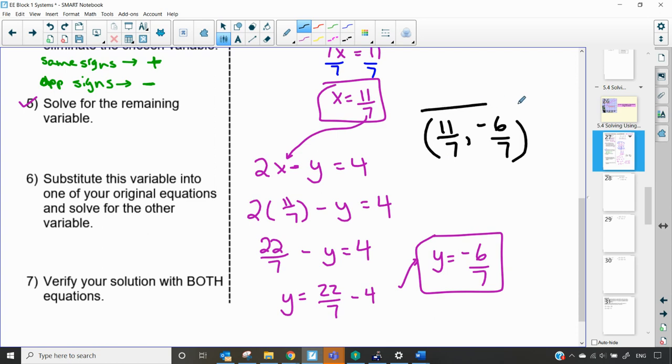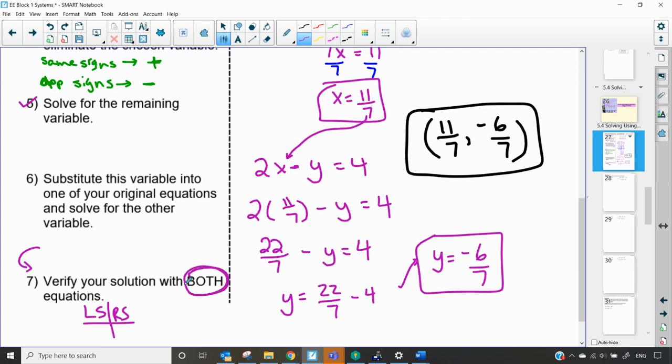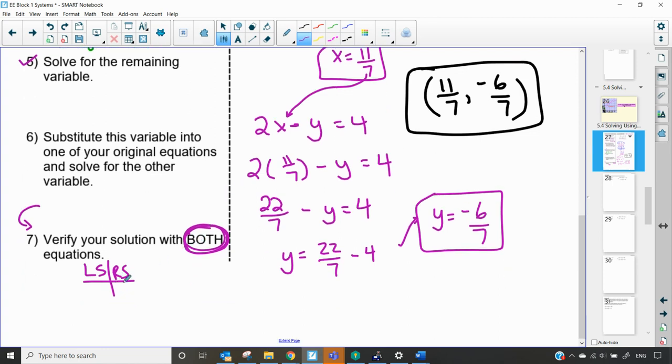Now, an important step that you don't want to forget at the end is to always verify your equations. And when you're verifying, that means you need to check both left side and right side. So if you're doing it algebraically, you need to check left side and right side. But it's also important that we check both equations. If we only check one equation and it works, we don't know if it's a solution until we've checked both equations. So we can check using LS RS, or you can graph it on your calculator.